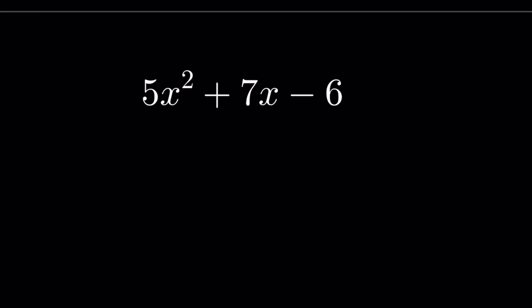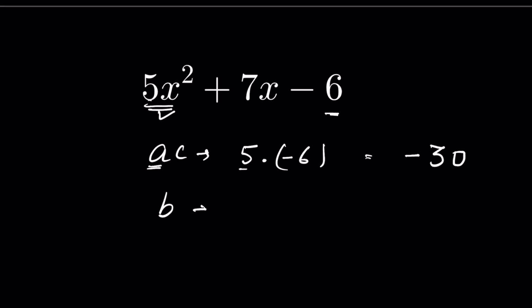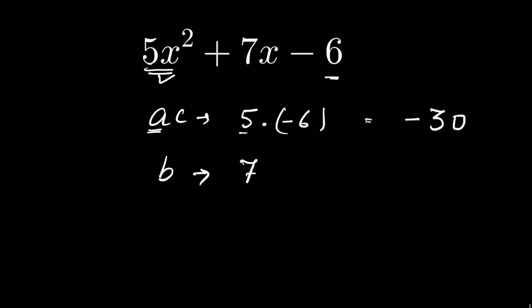5x square plus 7x minus 6. So here ac will be, the coefficient of x square is 5. So a is 5, then times c is 6, or you can say minus 6. So we have minus 30. b here is 7. Now you have to write minus 30 in terms of two numbers such that when we subtract these two numbers, it is equal to 7. Why subtract? Because here we have subtraction.